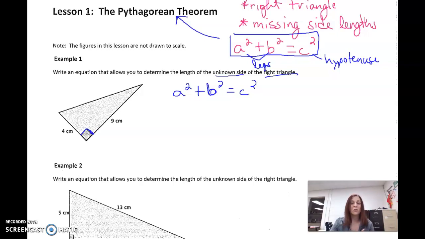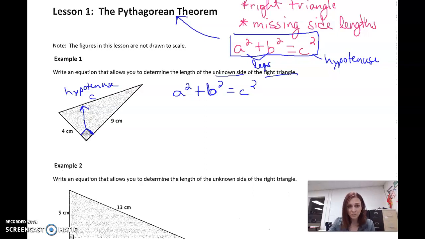And the right angle is going to be the largest angle in the triangle. So the hypotenuse is always going to be the longest side, and it's always going to be across from the right angle. Okay, so this is the hypotenuse, and that is always C. A and B don't matter. You can say this is A and this is B, or this is A and this is B. It doesn't matter because we're adding them, and we know the commutative property says we can add in any order.